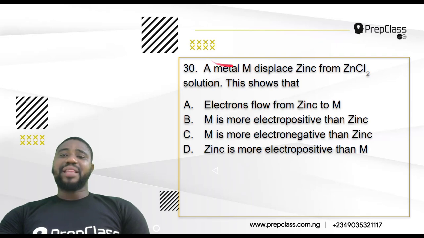30. A metal M displaces zinc from zinc chloride, ZnCl2 solution. This shows that electrons flow from zinc to M. M is more electropositive than zinc. M is more electronegative than zinc. Zinc is more electropositive than M.